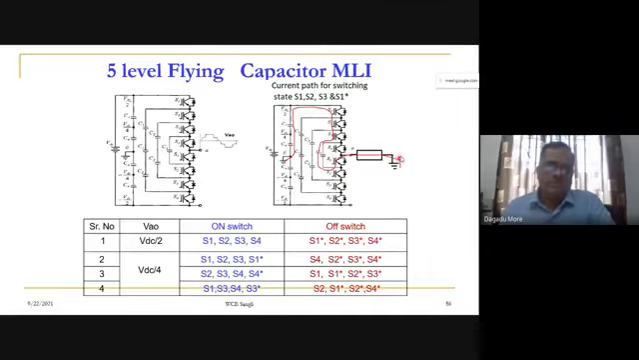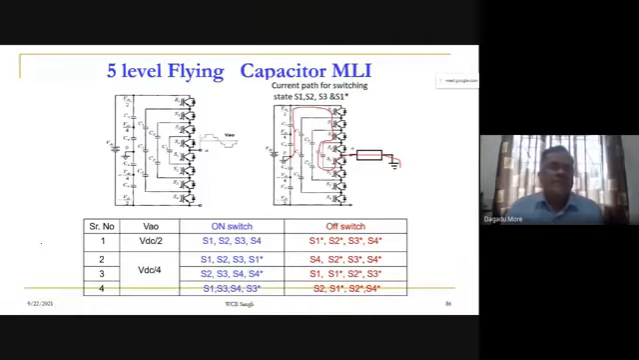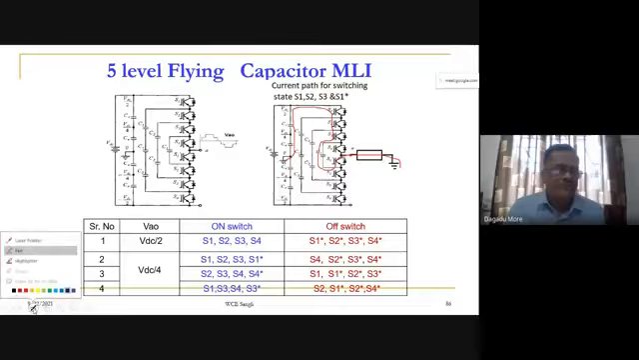And now let us go for how the switching will be for getting the various levels. So we have a total of 5 voltage levels as we discussed in the case of 5 level: plus VDC by 2, VDC by 4, 0, minus VDC by 4, and minus VDC by 2. Now let us go for plus VDC by 2. When we get plus VDC by 2, that will be very simple. We can get the plus VDC by 2.